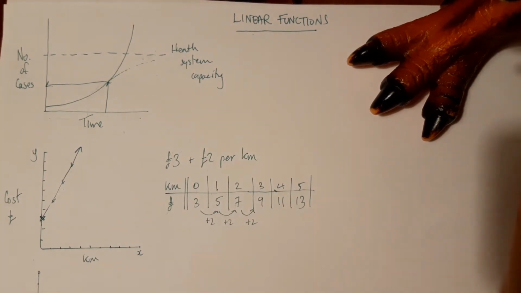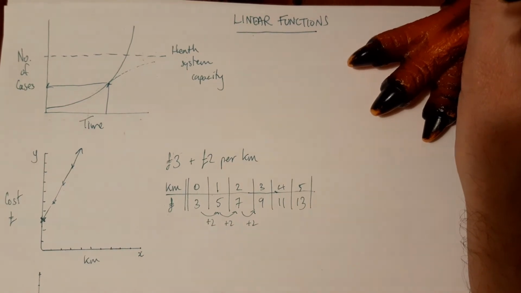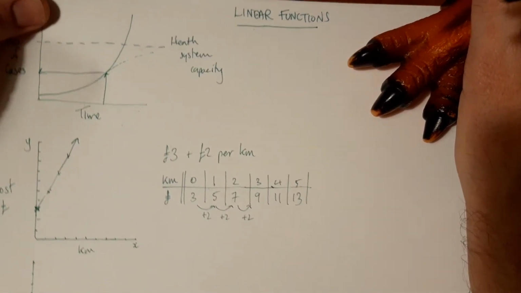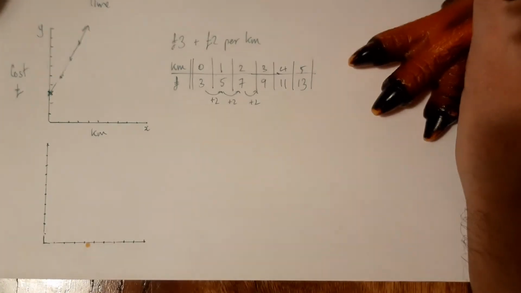So we'll try another example. I'm going to just shift my dinosaur. My son's T-Rex is holding my phone. We're going to have a look at another example.